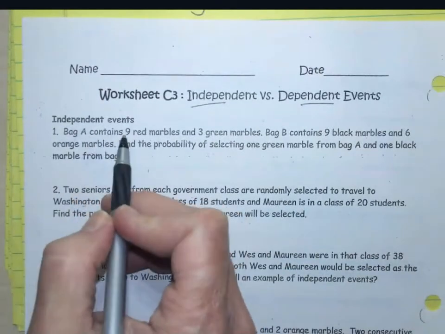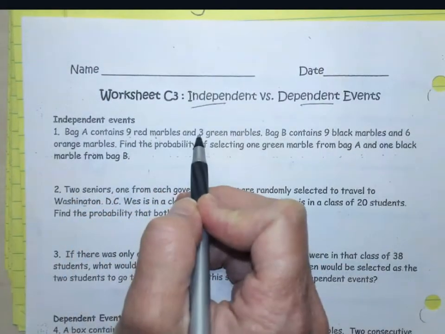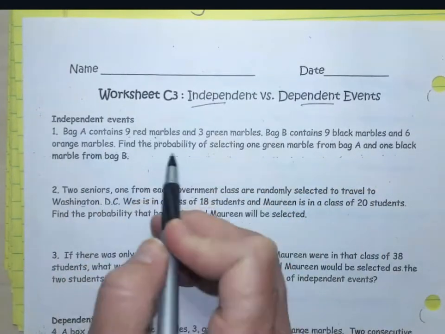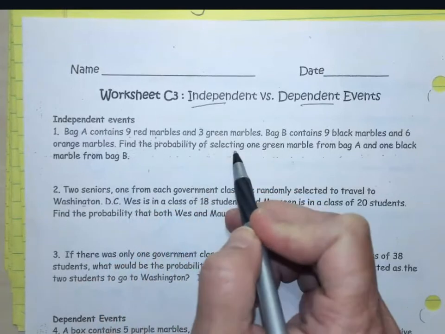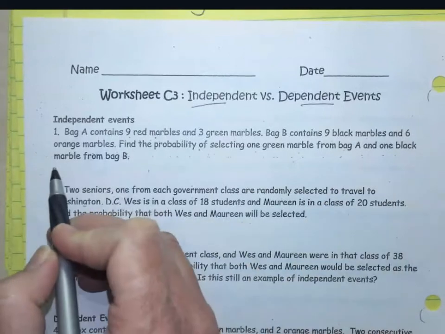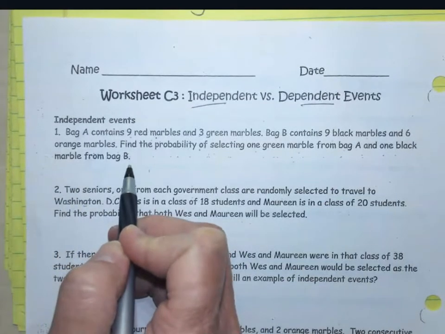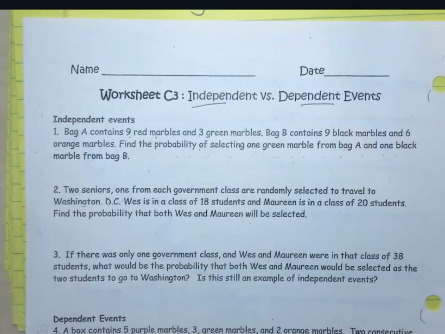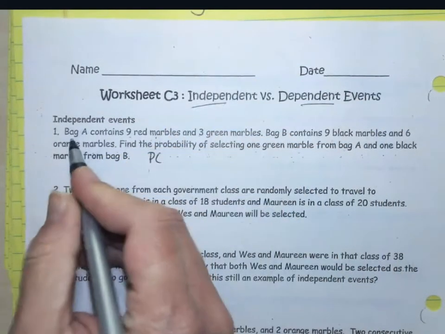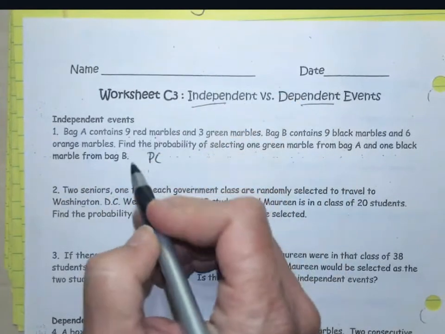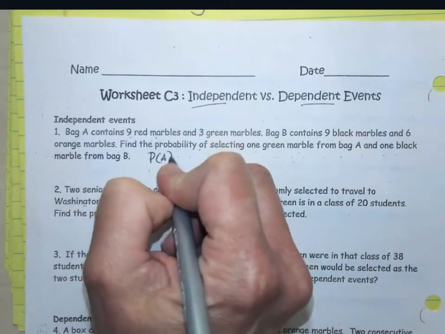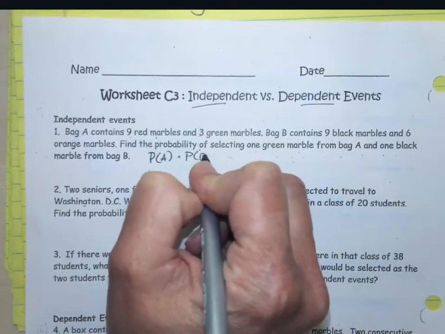Bag A contains 9 red marbles and 3 green marbles. Bag B has 9 black and 6 orange. Find the probability of selecting 1 green marble from bag A and 1 green marble from bag B. So what we're going to do is take the probability from bag A, the probability of A, and multiply it by the probability of B.